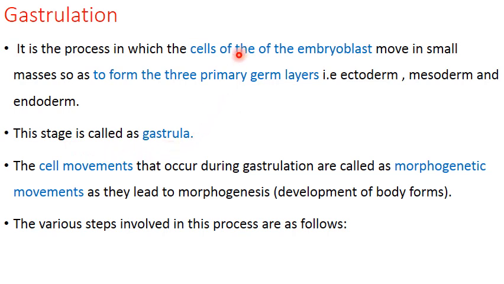And the movements of the cells from the embryoblast or the inner cell mass so as to ultimately form the 3 primary germ layers are called morphogenetic movements. Why? Because they lead to morphogenesis. And what is morphogenesis? Development of body forms. Now, the various steps involved in this process are as follows.